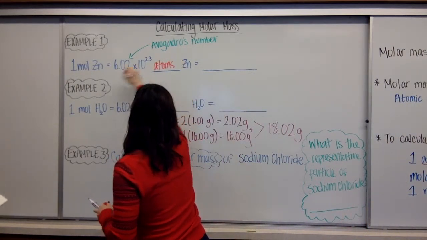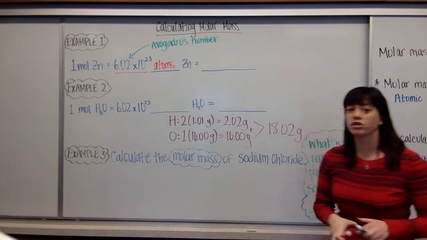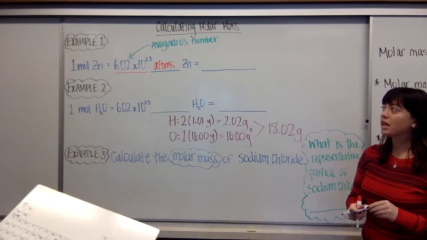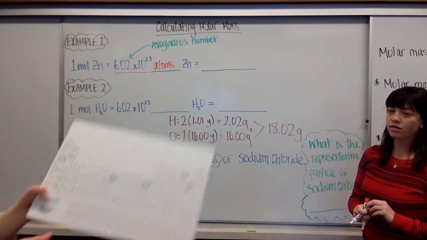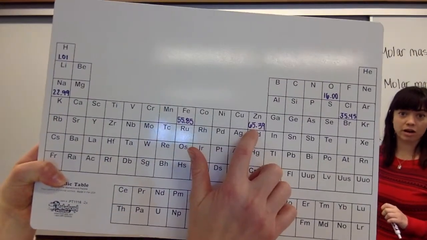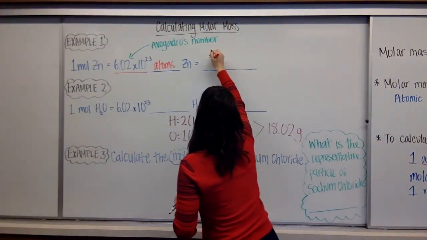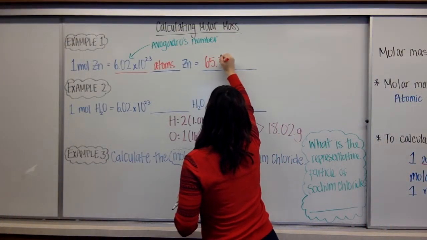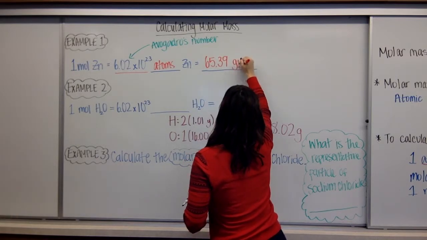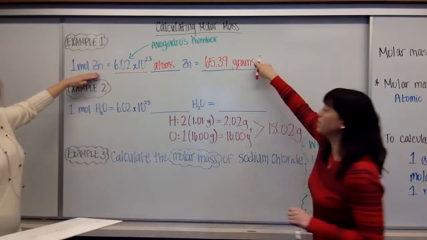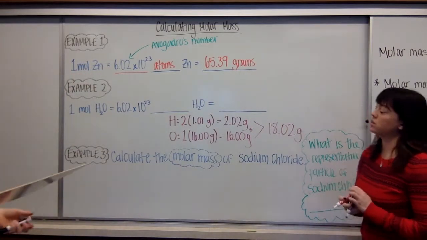And remember, again, this is our Avogadro's number right there. We're going to be using it a lot. So that many atoms of zinc has a mass of, look on your periodic table, 65.39 grams. Remember, because for every 1 mole of zinc, that's how much mass there is.